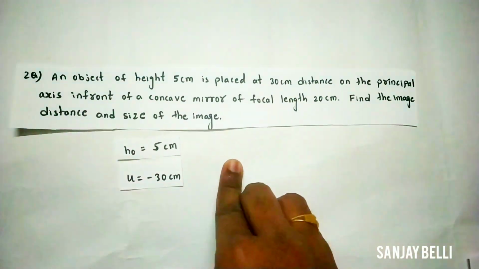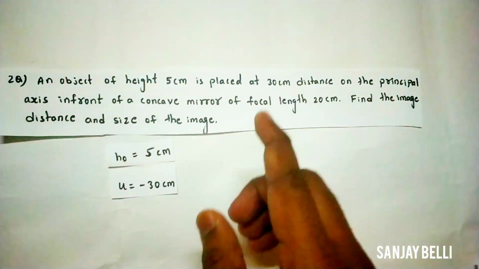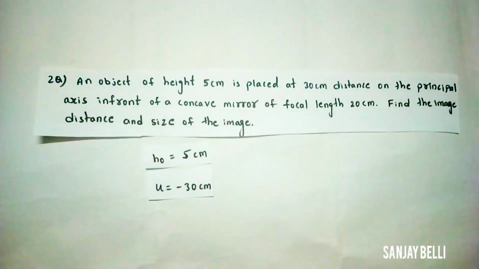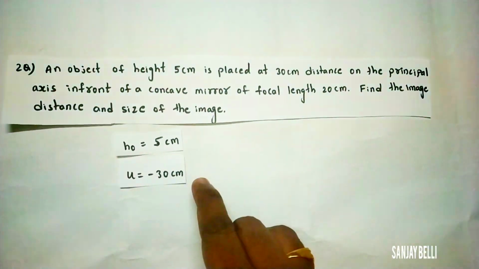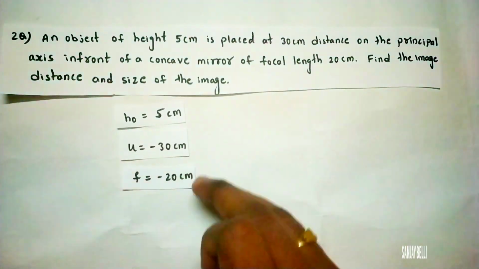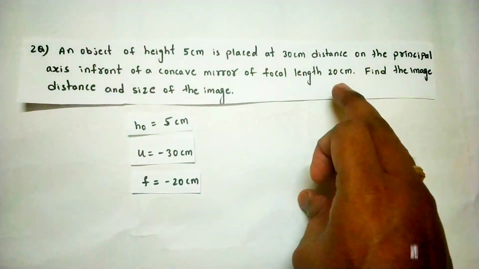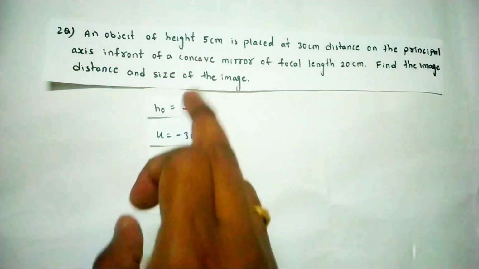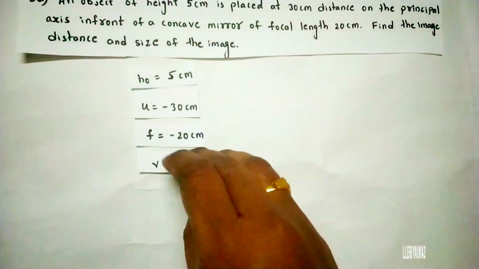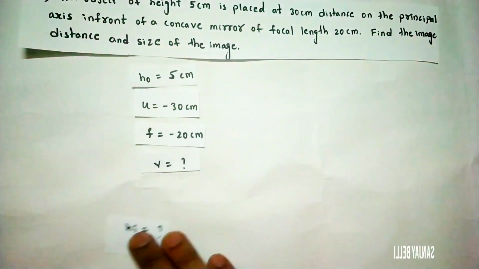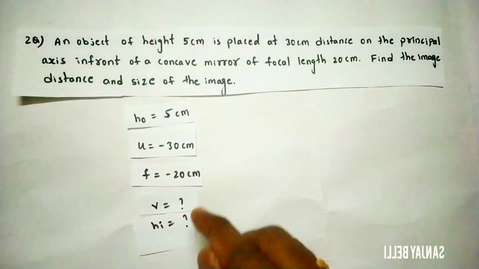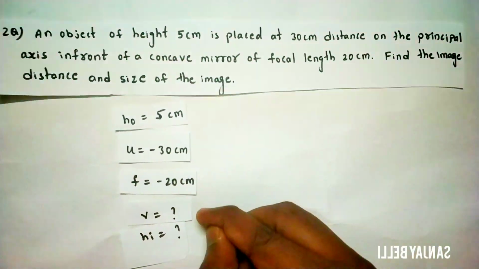As I already said in your first problem, object distance and focal length will be minus for a concave mirror. So u equals minus 30 and focal length f equals minus 20 centimeters. Find the image distance and size. So image distance, that is v, equals how much? Next, height of the image, that is hi, equals how much? Image height we have to find, image distance we have to find.